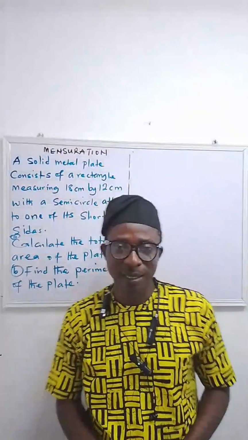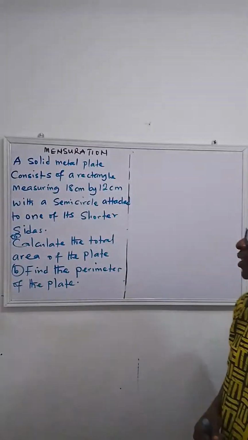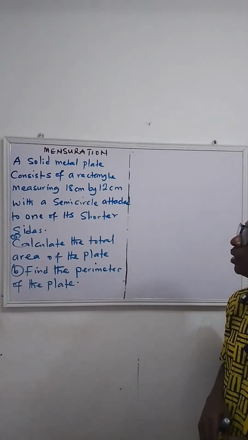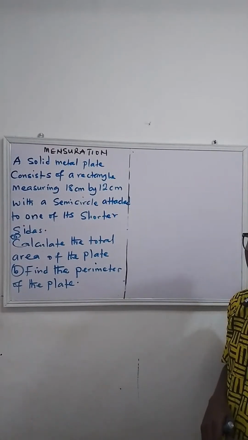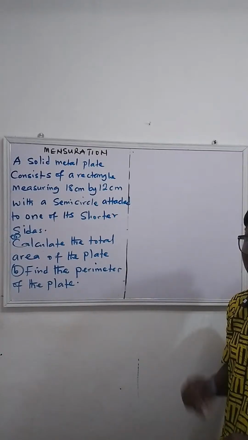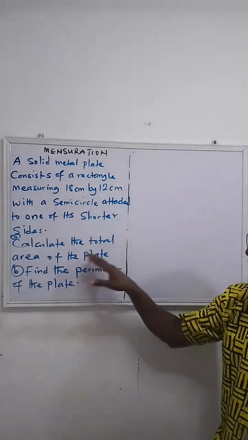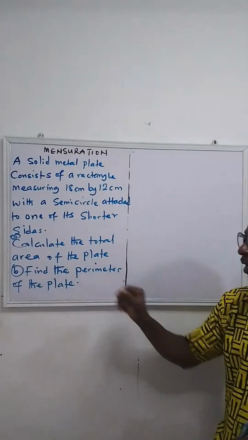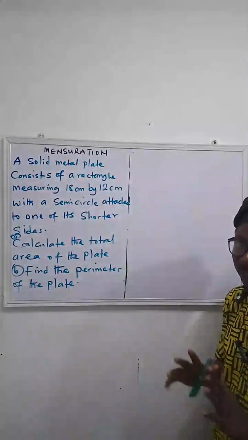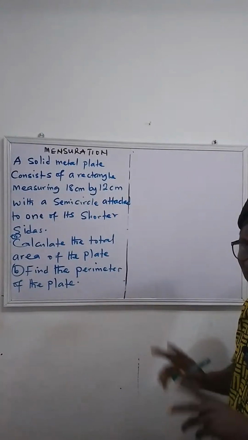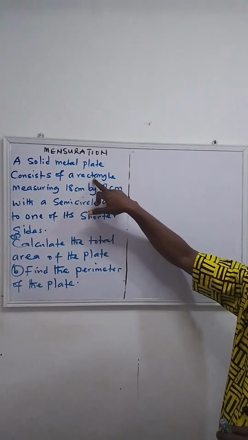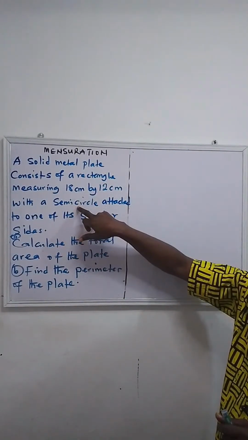Okay, now can we look at this question? A solid metal plate consists of a rectangle measuring 18 centimeter by 12 centimeter with a semicircle attached to one of its shorter sides. Calculate the total area of the plate, find the perimeter of the plate. Okay, now I hope we all understand what the question is talking about. We have two plane shapes that are joined together. For the first one, we have the rectangle. The second one is the semicircle.